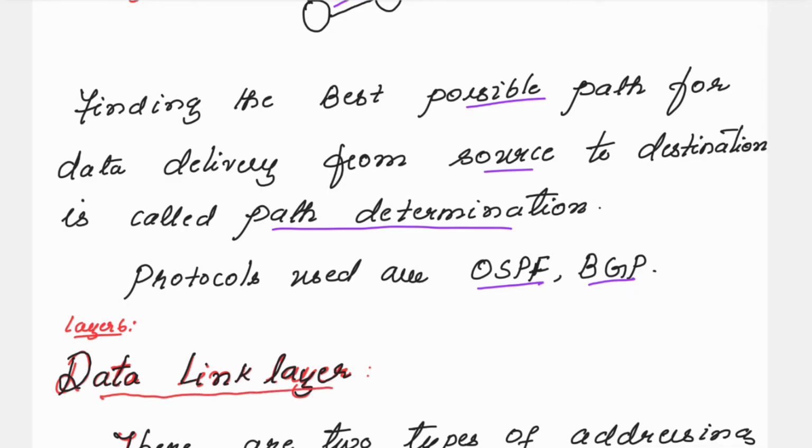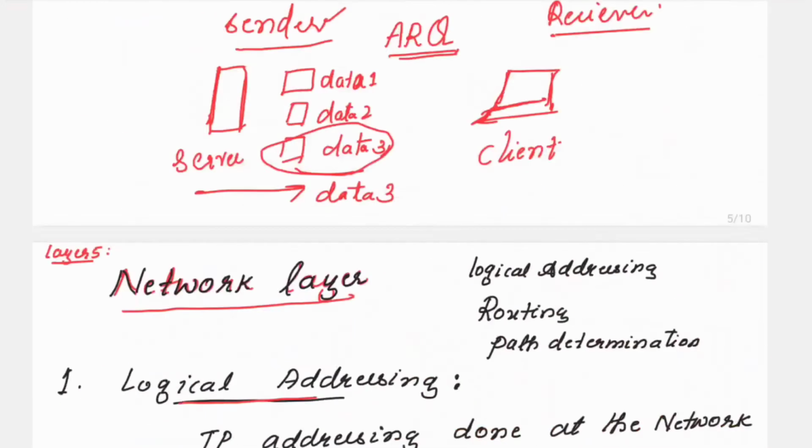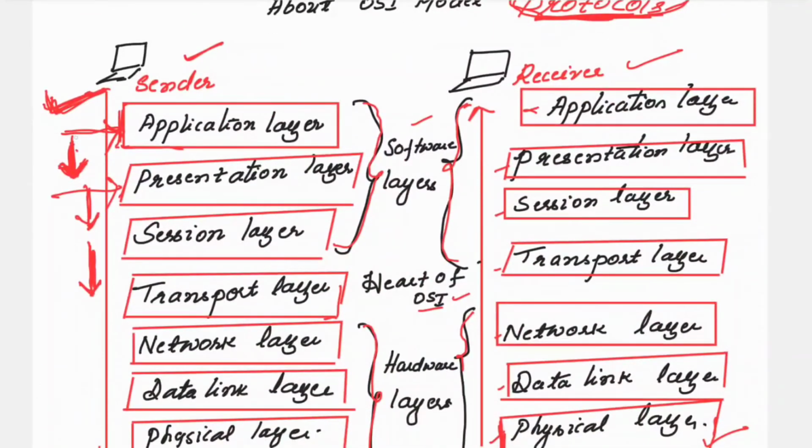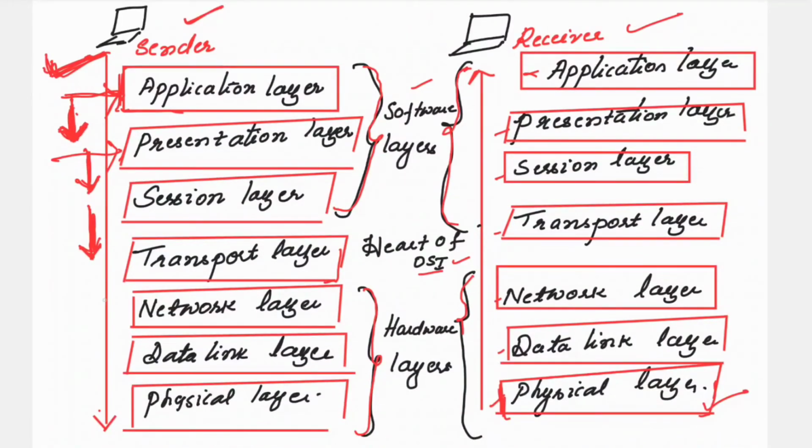The next layer is what? The data link layer. Now I'll show you the initial diagram. The message has come from the application layer, presentation layer, then it has gone to the session layer, and from the session layer it is sent to the transport layer. The transport layer has sent it to the network layer. The network layer has carried out its functionality and it is now reaching the data link layer.